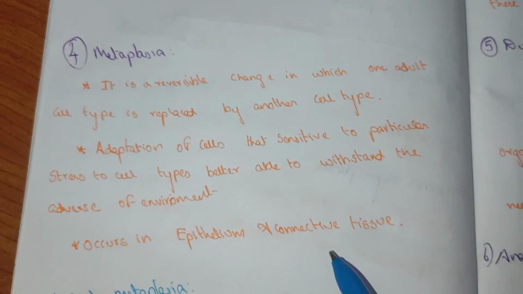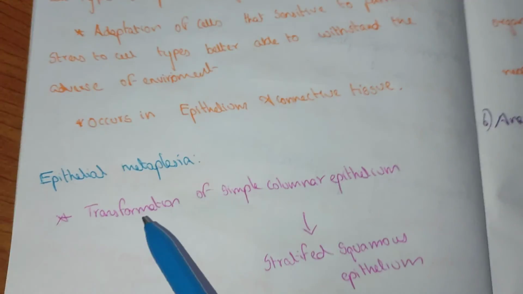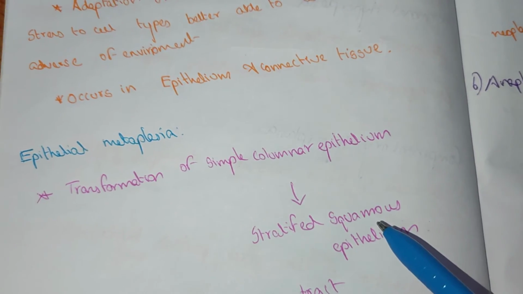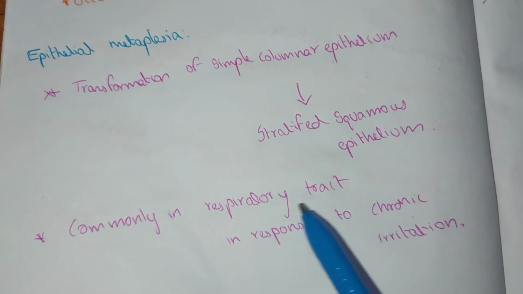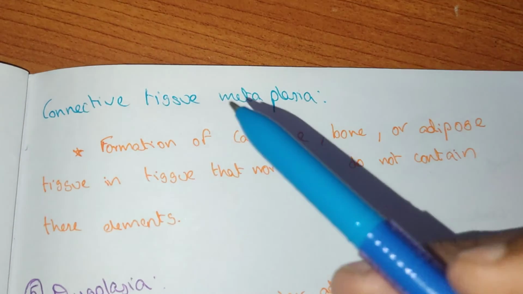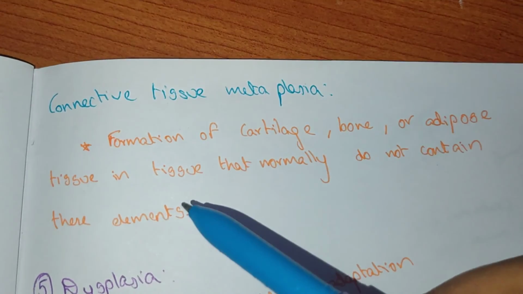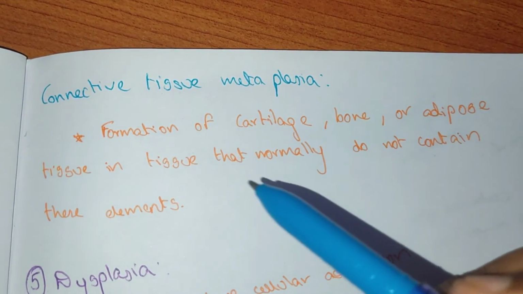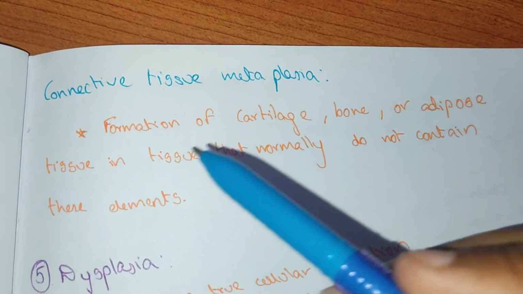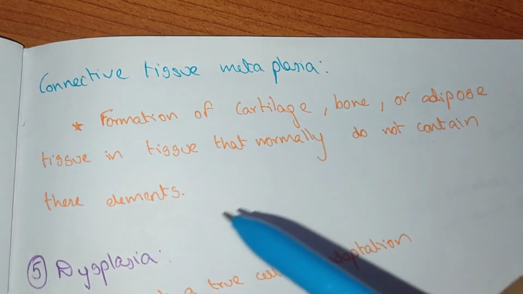It occurs in epithelium and connective tissue. If it occurs in epithelium, it is epithelial metaplasia: transformation of simple columnar epithelium to stratified squamous epithelium. It commonly occurs in the respiratory tract and is due to chronic irritation. Connective tissue metaplasia is the formation of cartilage, bone or adipose tissue in tissue that normally does not contain these elements.